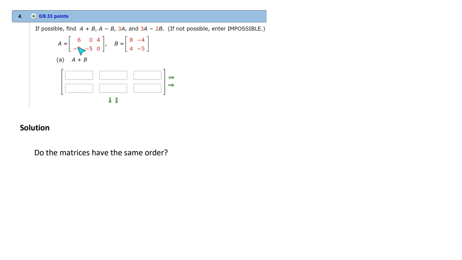So here, if we wanna add these, do they have the same order? So A is a 2 by 3 and B is a 2 by 2. We're not able to add those because they don't have the same order. So on WebAssign, they want us to enter the word impossible. So make sure it's capitalized. They might count it wrong if it's not capitalized. And sometimes some of your instructors might want you to enter the word undefined, which is fine.